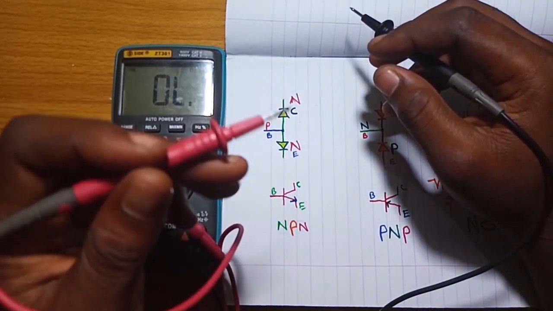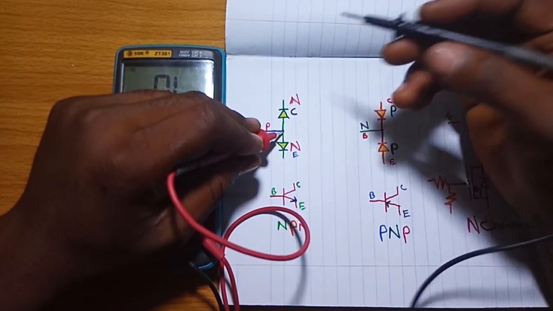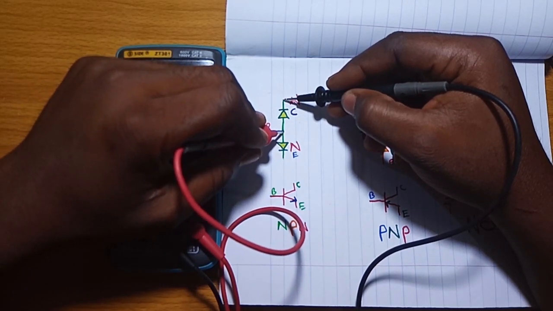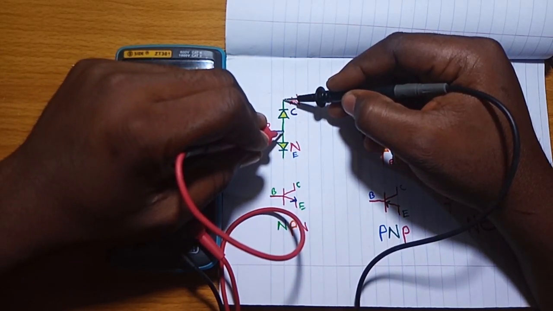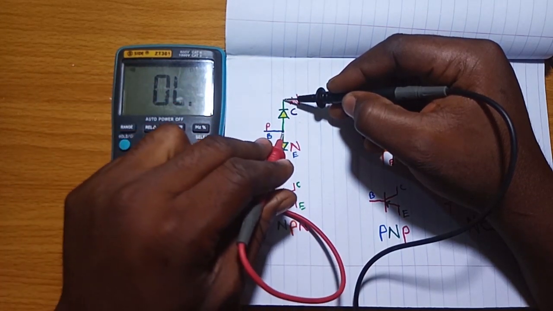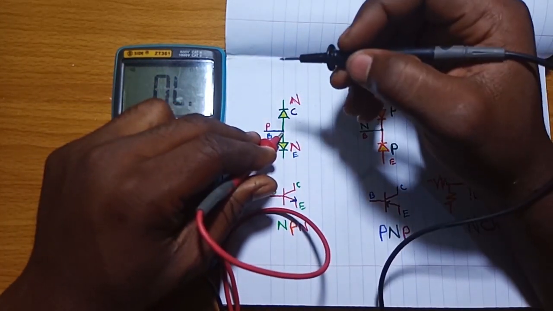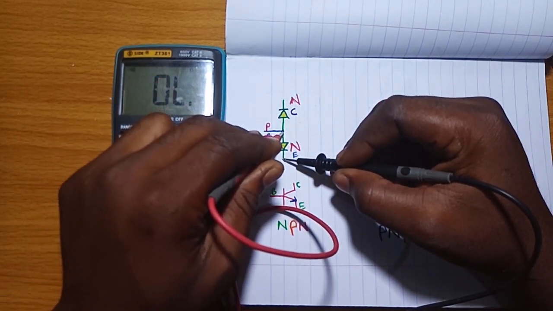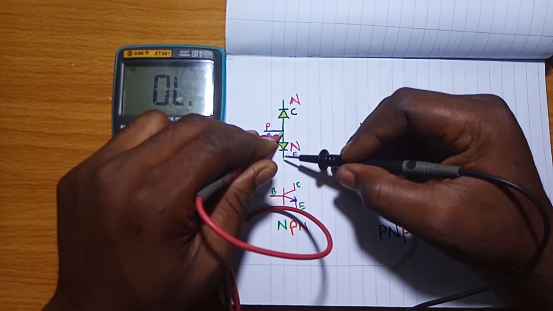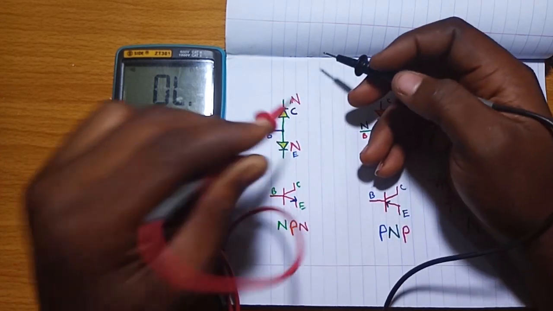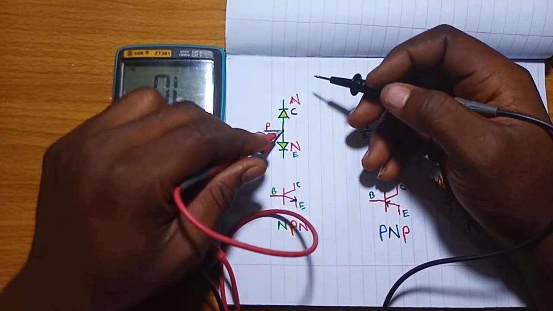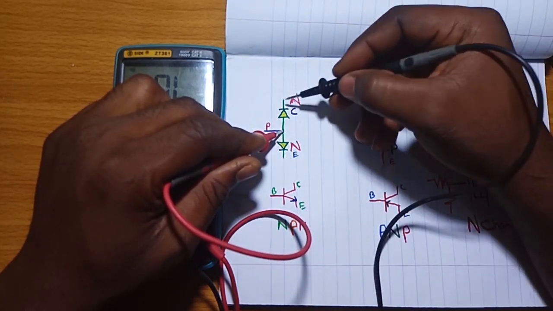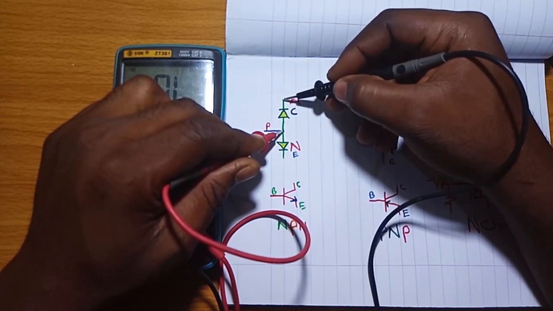First of all, use the red probe, put it here, and use the black probe, put it here. You should have a forward bias. You should have a reading in the multimeter, and also use this black probe to touch the other side. You should also have a reading in the multimeter. So once you have a reading on this side and this side, with the red probe being here, that means it is an NPN transistor, because putting it like this puts this diode in a forward bias.